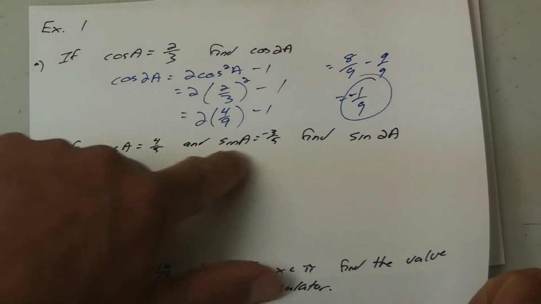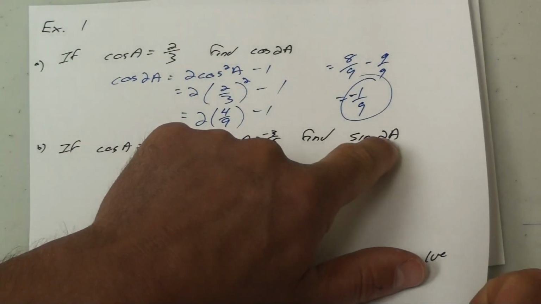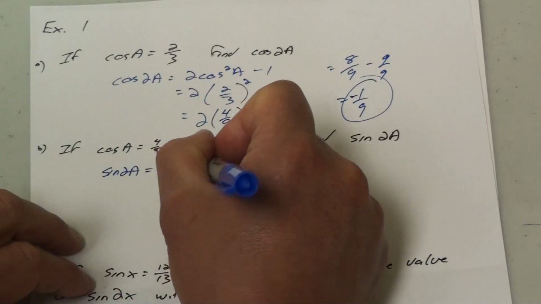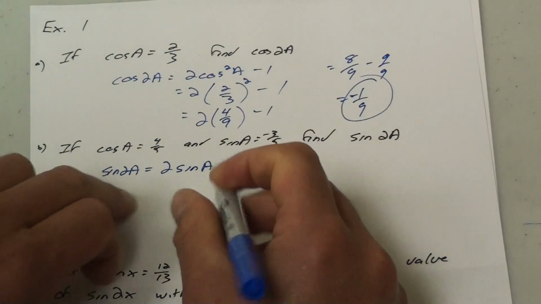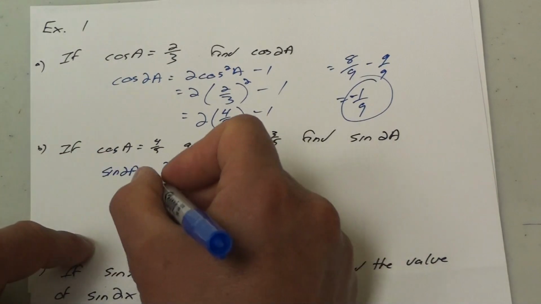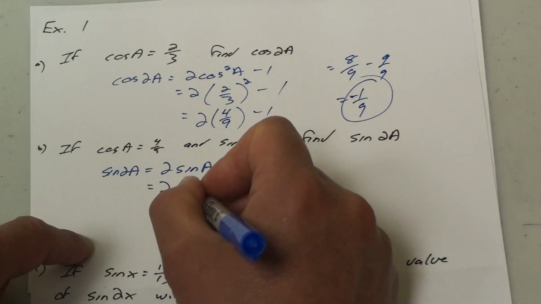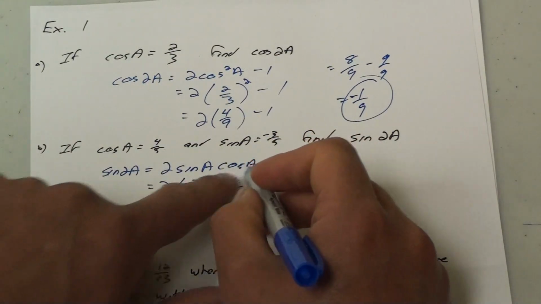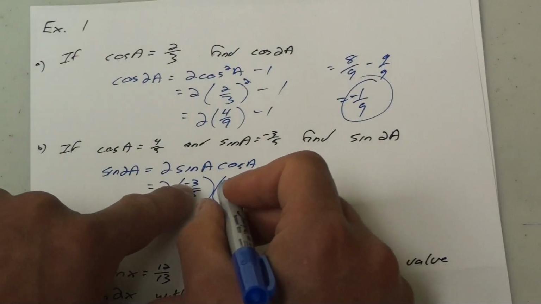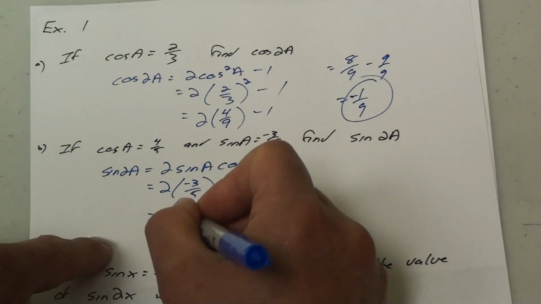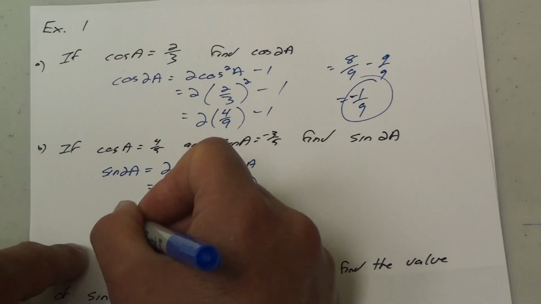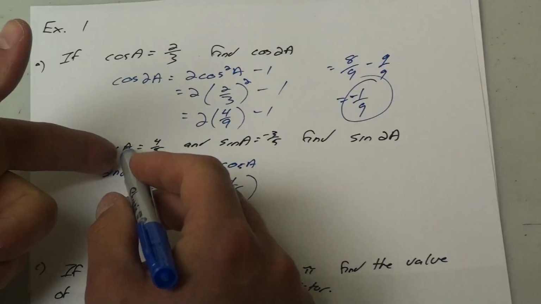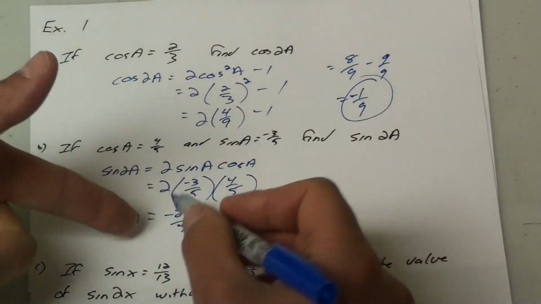If cos angle A equals that and sine angle A equals that, find sine double angle. Now there's only one sine double angle formula. Now you know what your sine and your cos A's are, so put them in. Sine A was negative 3 over 5, cos A was 4 over 5. And just simply work with it. That's negative 12 times 2 would be negative 24 over 25, and that is sine of whatever my double angle is. Who knows? Who cares? You don't know what the original angle is, so you don't know what your double angle is, but you know what it's equal to.